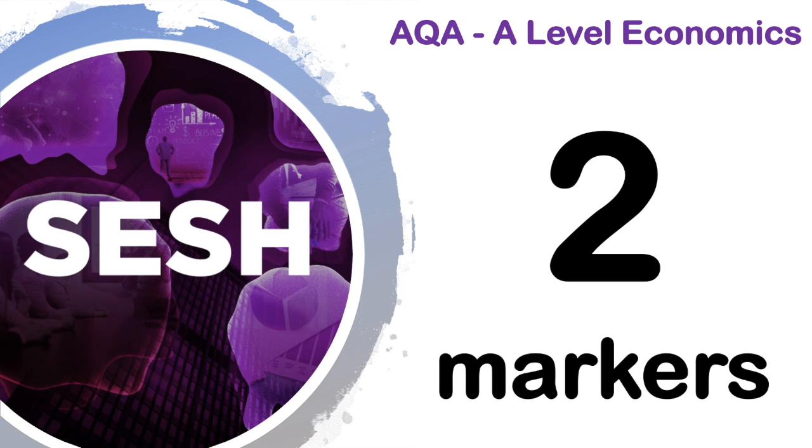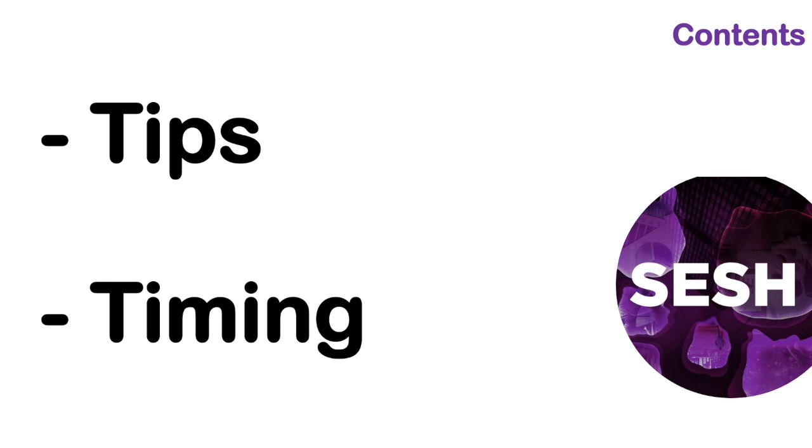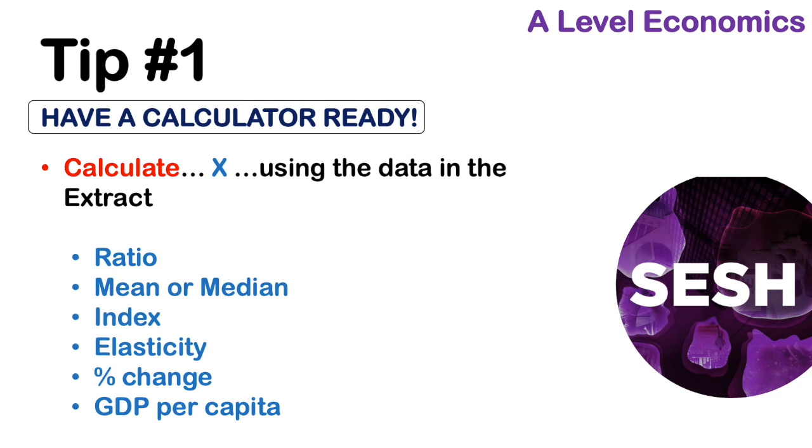Let's have a sesh on 2 markers. This is for AQA A-Level Economics. We're going to look through tips and timing. So tip number 1 is have a calculator ready, because the question is likely to be a calculate question.